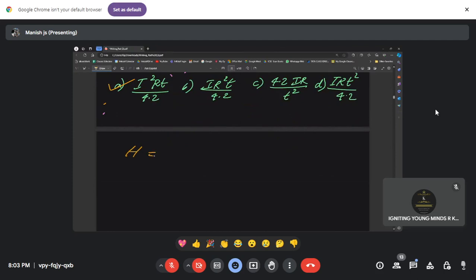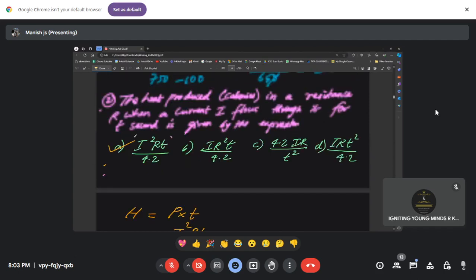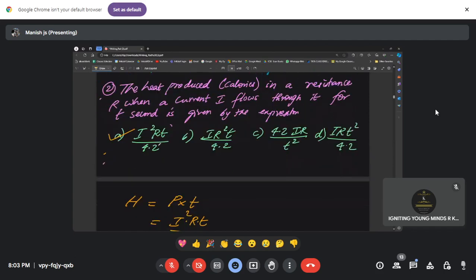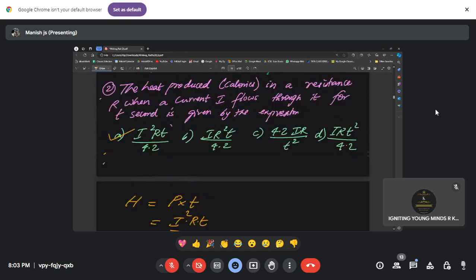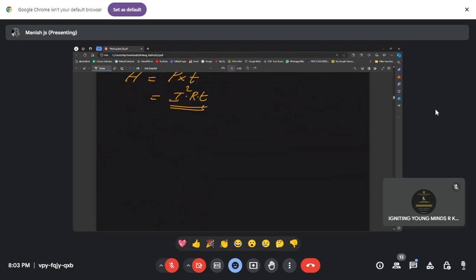Heat is nothing but power into time. Power dissipated is I square into R, and already it's multiplied with time, hence I square RT is the heat dissipation. So the answer is I square RT, option A. The 4.2 is basically the factor of conversion, and that is in the denominator. Now moving on to the next question. This was a simple one.